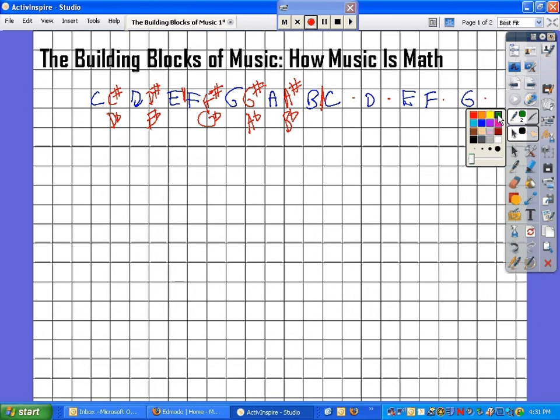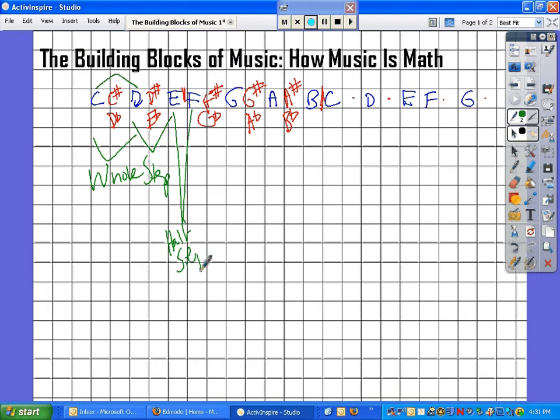Well, if we say from C to D, that's what is called a whole step. And then from D to E, there's a whole step. But what we notice is when we get to E and F, there is a half step. Same with F and G: whole step, whole step. And between A and B, there's a whole step. Between B and C, there's a half step. And so on. That pattern follows all the way through.